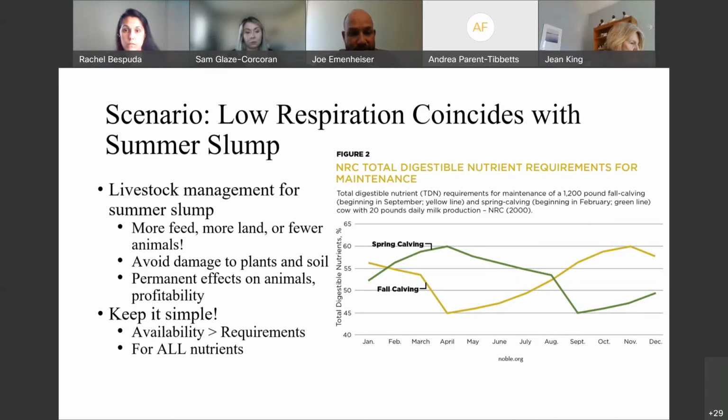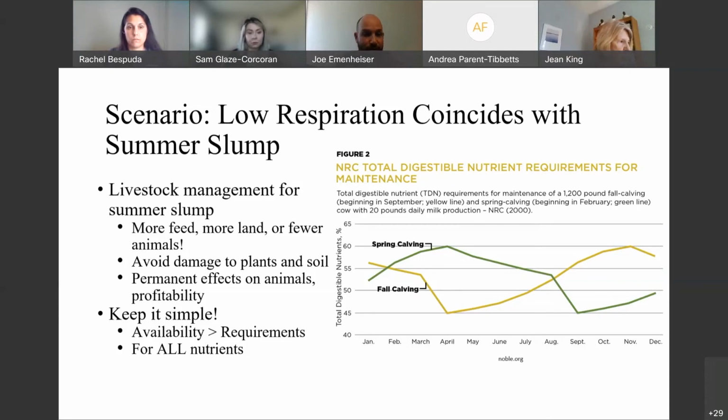As cows go into late gestation, early lactation, their nutrient requirements increase early in the spring. Then they start to decrease gradually, but not as drastically as we saw with the summer slump of production. So we need to think about how do we supplement them during the summer slump when their demands exceed the availability. There's 3 simple solutions for livestock management in the summer slump.